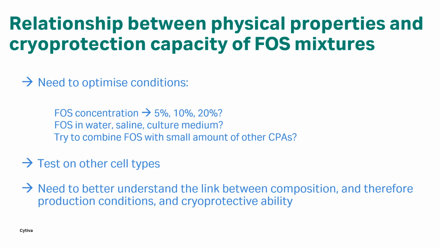What carrier solution should we use? Should we use water, saline, culture medium, or something else? And what will occur if we try using FOS in combination with other cryoprotectants as part of a wider cryoprotectant cocktail? We'd like to test on other mammalian cell types, particularly primary cells, and also we can determine what further improvements we would need to make to the composition.